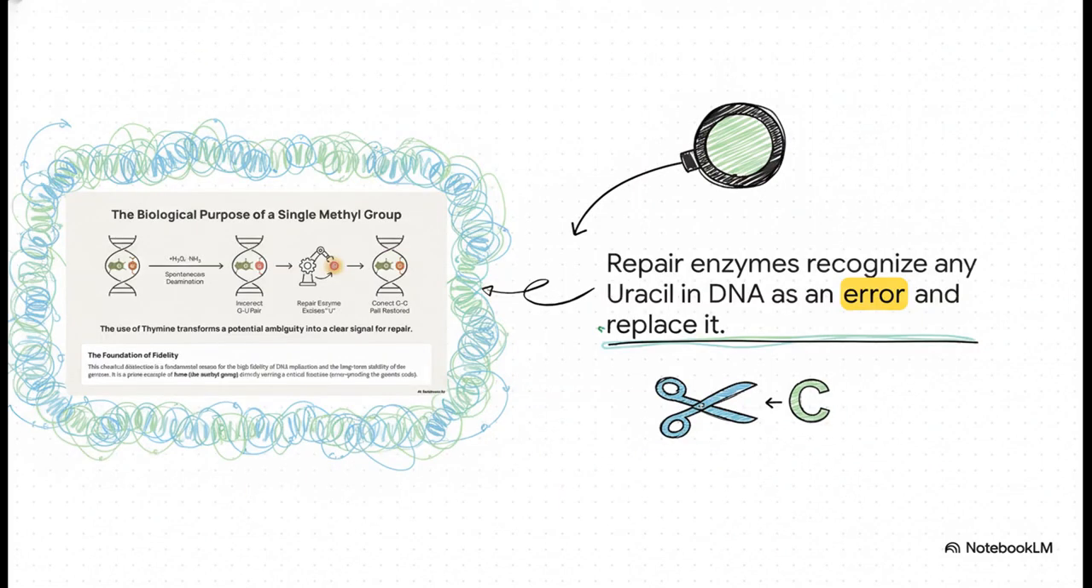And here we see the whole system in action. A C mutates into a U. The repair enzyme spots that untagged uracil, knows it doesn't belong, snips it out, and replaces it with the correct cytosine. A potential mutation is transformed into a clear signal for repair. It's an ingenious, self-correcting security system that's built right into the letters themselves.